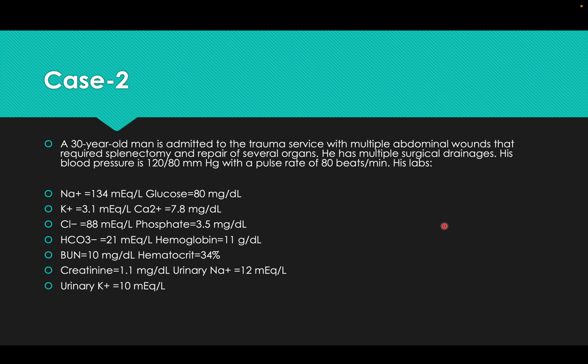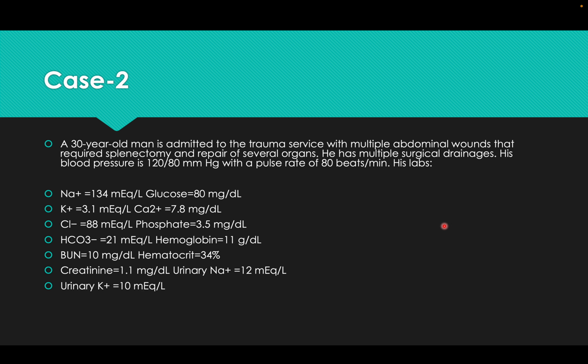A 30-year-old man is admitted to the trauma service with multiple abdominal wounds that required splenectomy and repair of several organs. He has multiple surgical drainages. His blood pressure is 120/80 and pulse rate is 80 per minute. His labs: sodium is 134, potassium is 3.1, calcium is 7.8, glucose is 80, chloride is 88, phosphate is 3.5, bicarbonate is 21, blood urea nitrogen is 31, creatinine is 1.1, urine potassium is 10.